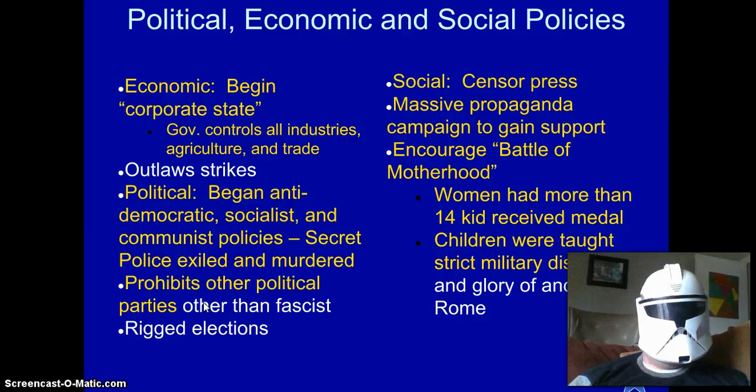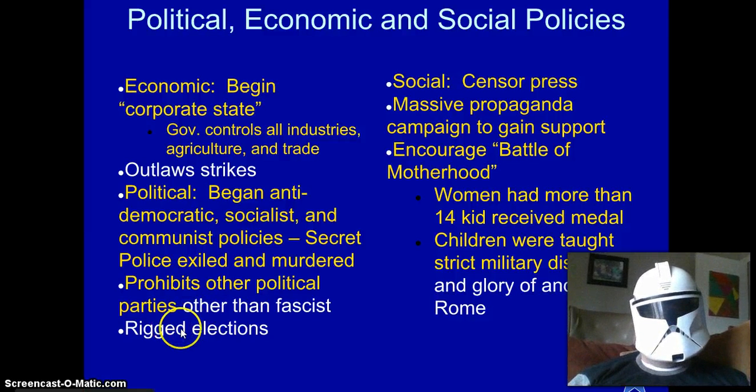He prohibits other political parties. He wants to control everything. He's going to rig the elections so the people he wants to get in charge will.